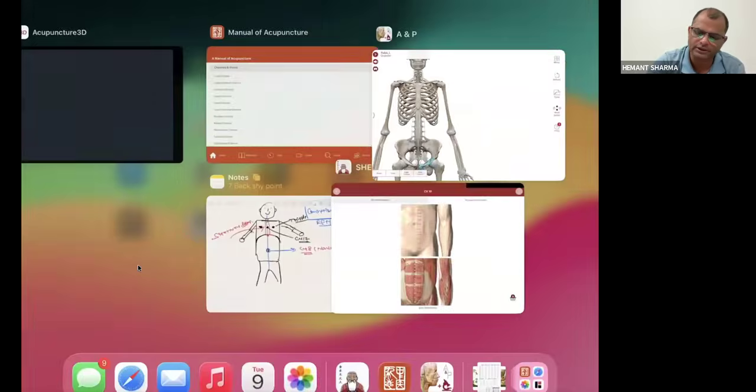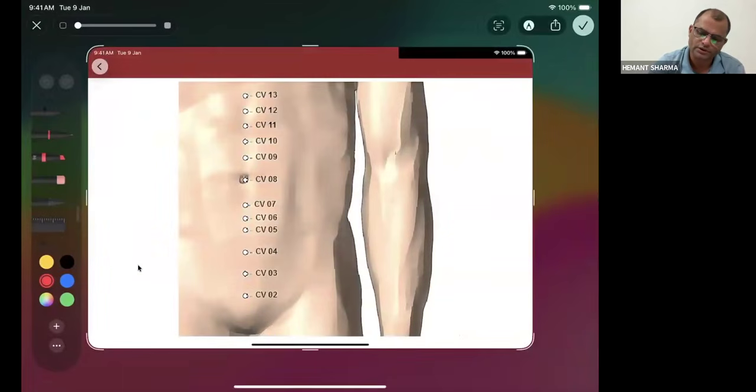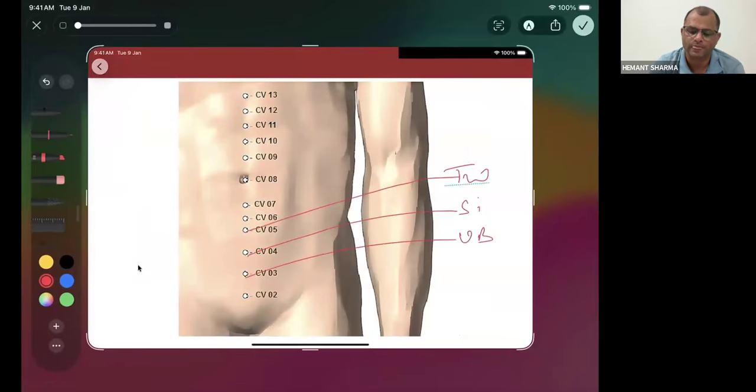Remember these 3 point combination: triple warmer, SI and urinary bladder. CV5 for triple warmer, CV4 for small intestine, CV3 for urinary bladder. Got it? CV5 is the alarm point of triple warmer, CV4 is the alarm point of small intestine, and CV3 is the alarm point of urinary bladder.